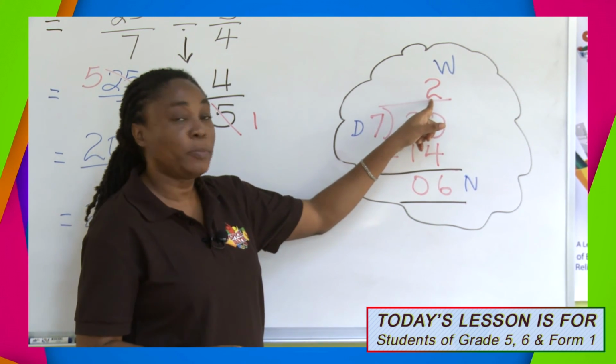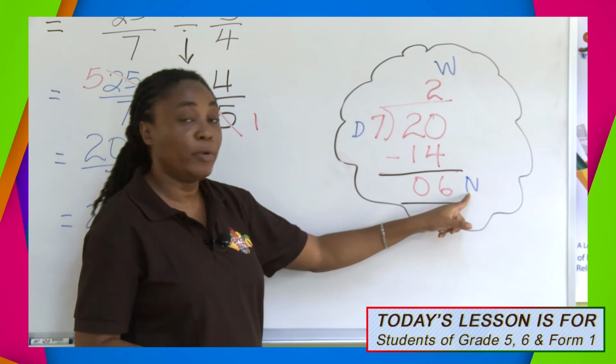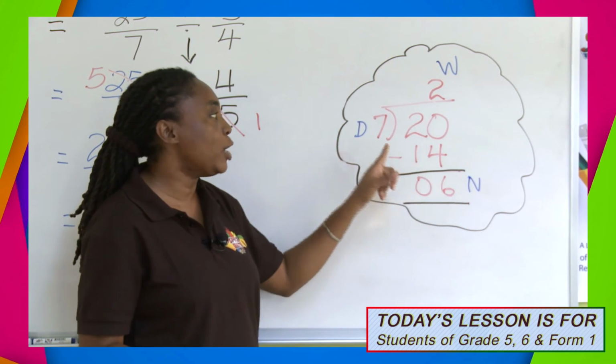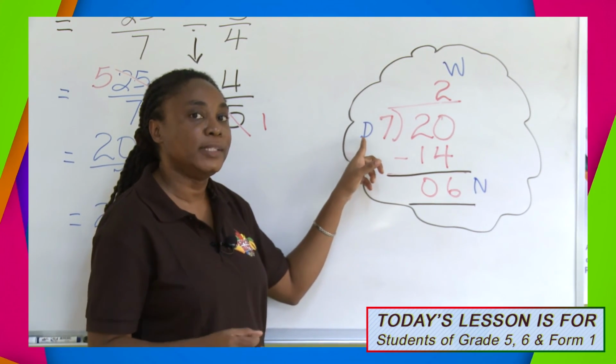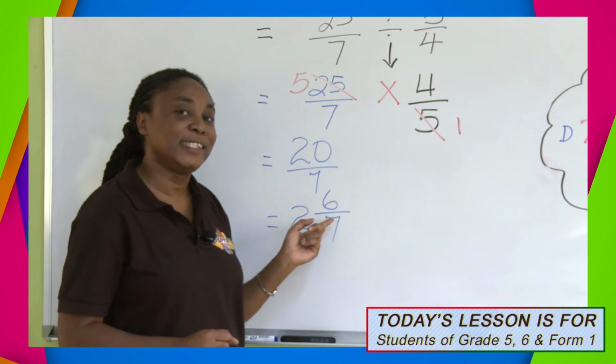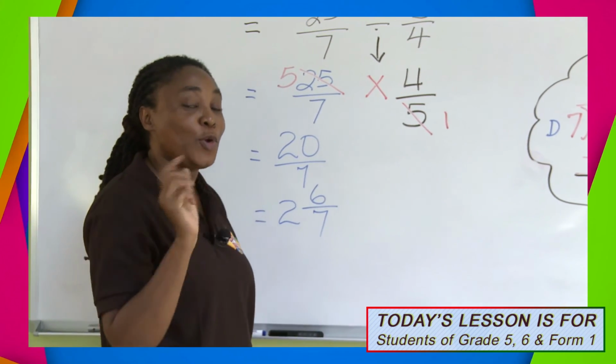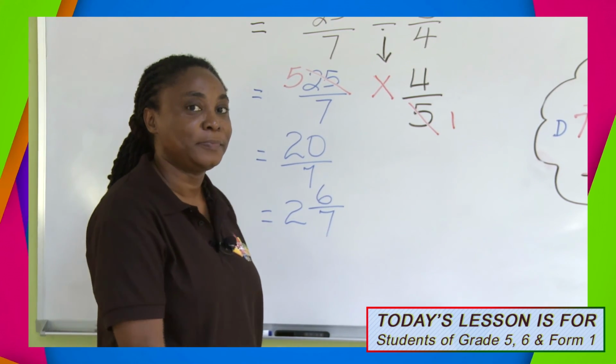So this will be our whole number. We'll have our numerator, which is our remainder, and our divisor will be our denominator. So our answer is 2 and 6 over 7. Give yourself a high five. I know you got that correct.